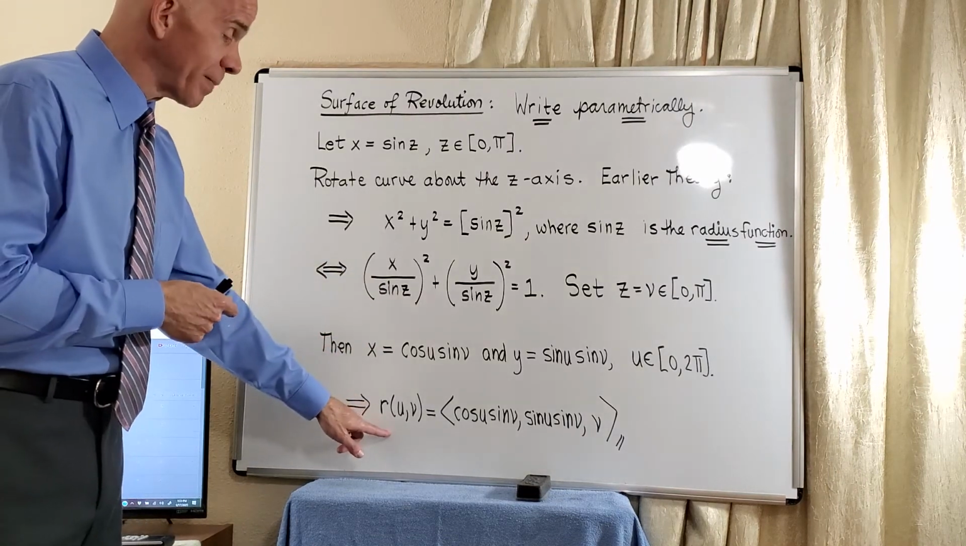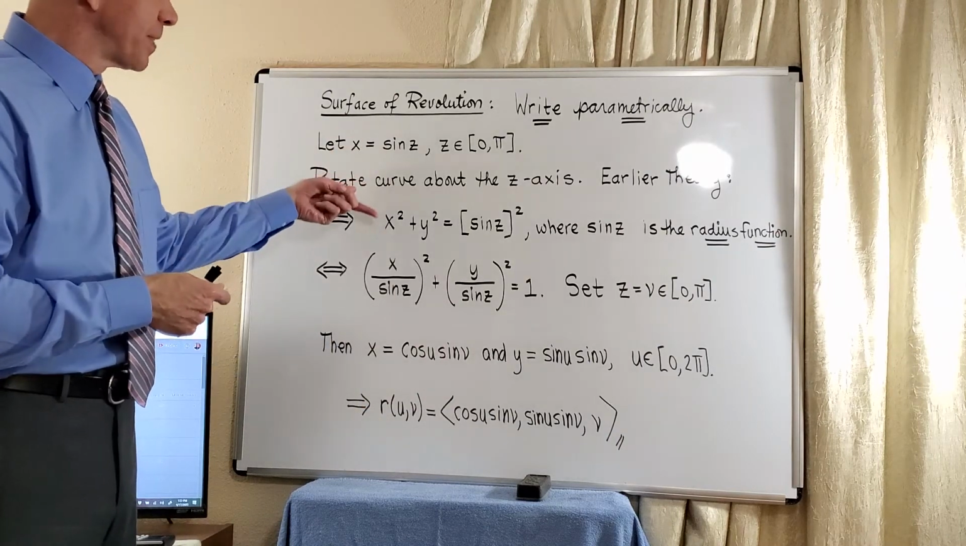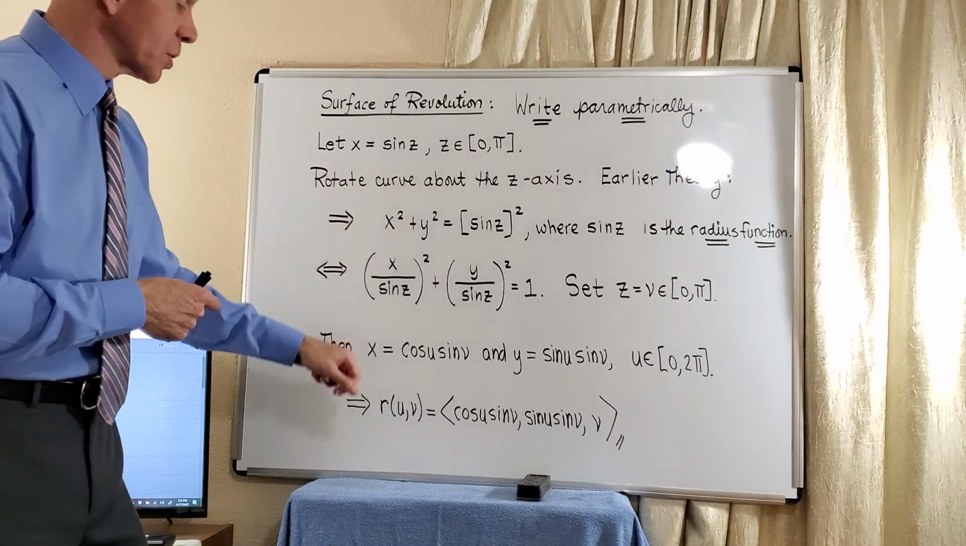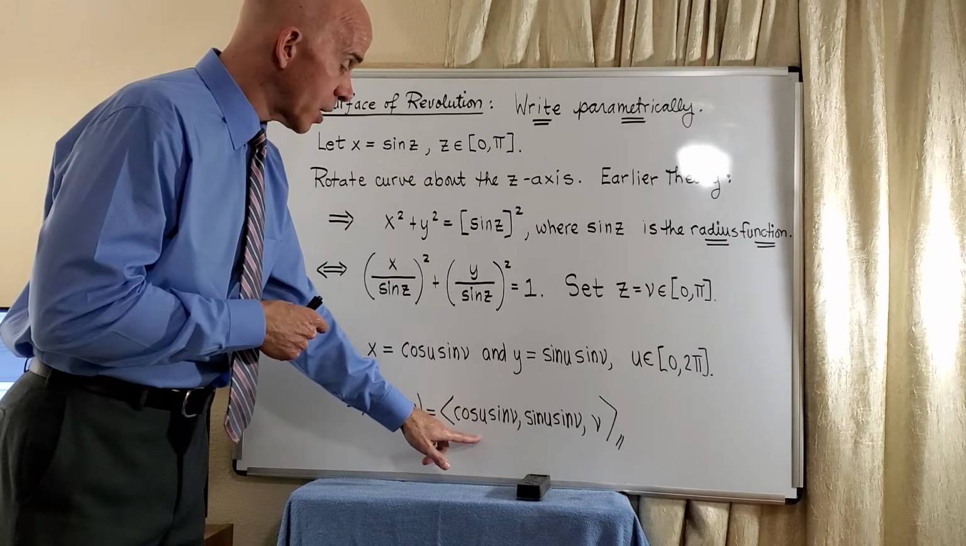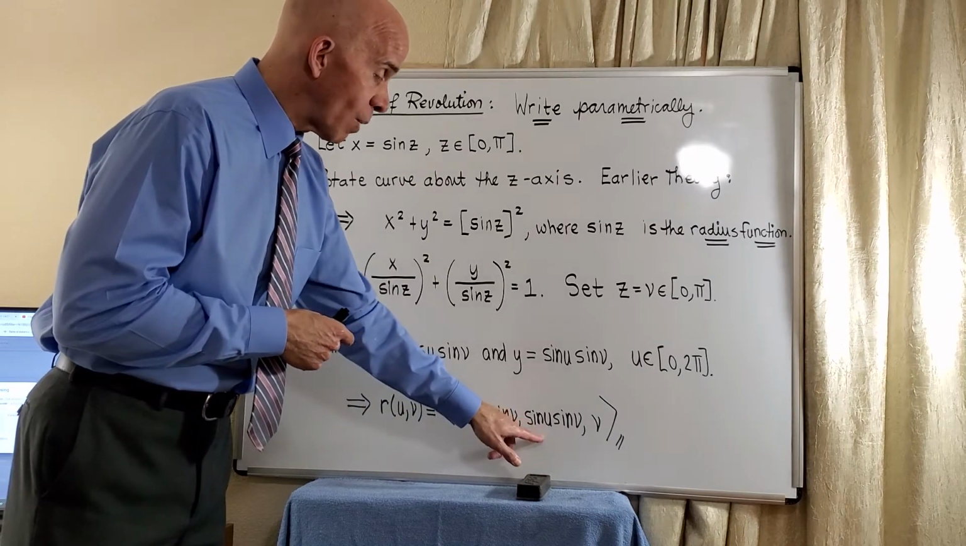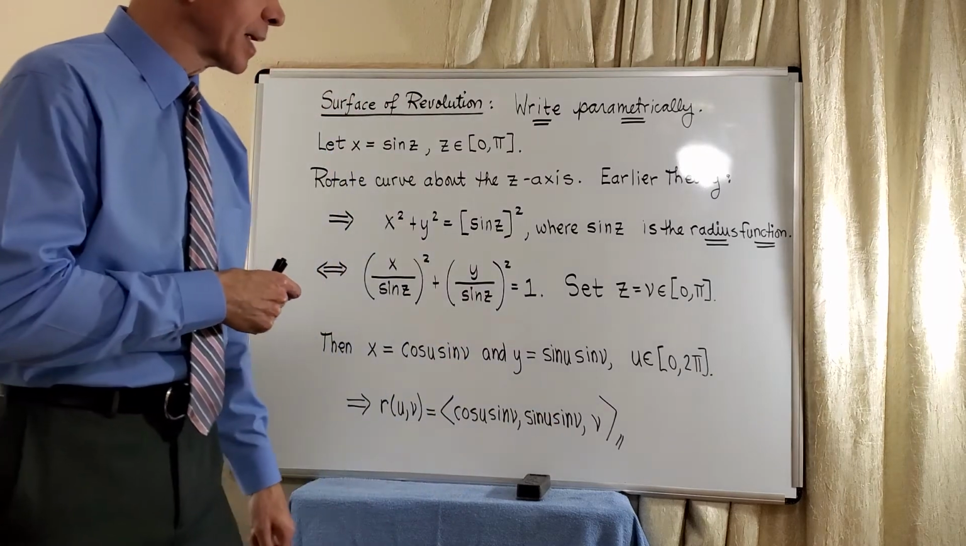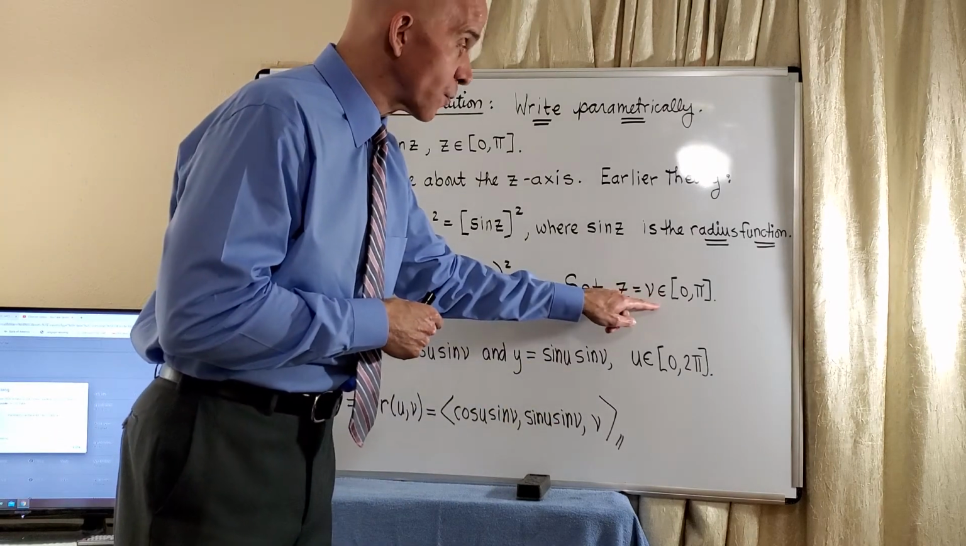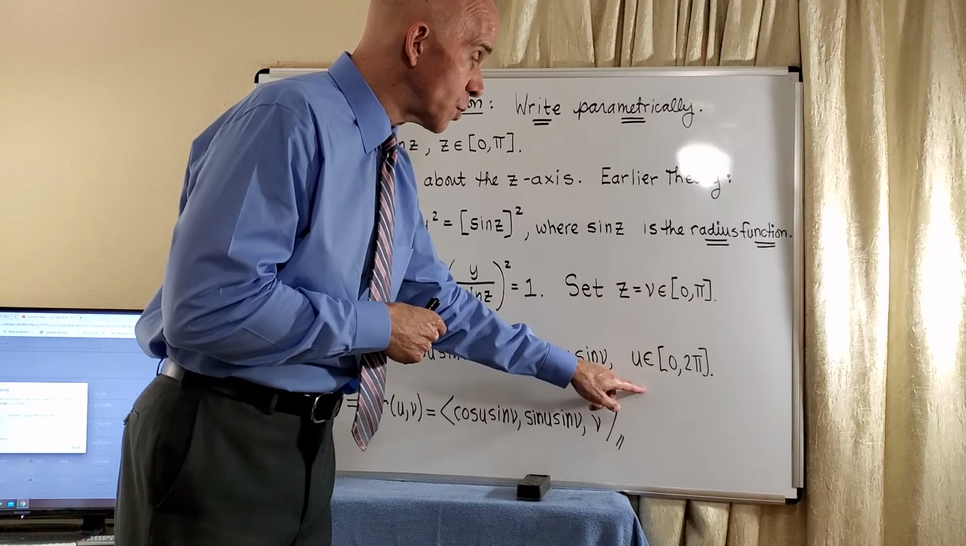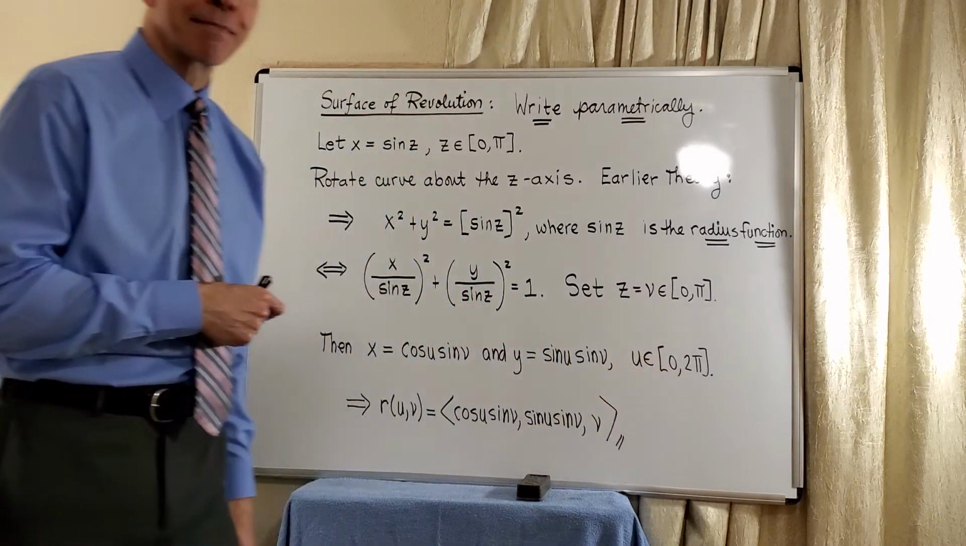So now our parametric representation of this surface of revolution will be x coordinate cosine u sine v, y coordinate sine u sine v, and z coordinate v, again, where v runs from 0 to pi and u runs from 0 to 2 pi. And we are done.